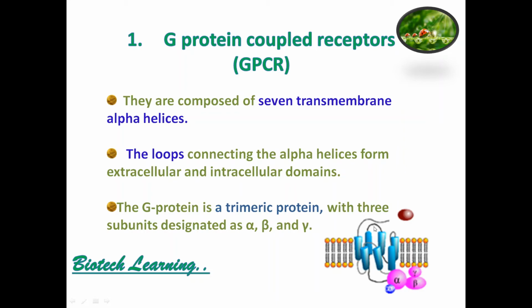And here the loops connecting these alpha helices are found on the extracellular side and on the intracellular side. These form the extracellular domain and intracellular domain. And this receptor is associated with a G protein, which has 3 subunits, alpha, beta, and gamma. This protein is called G protein because it's associated with guanine nucleotide. Here it is GDP. So this is the structure of a G protein coupled receptor.